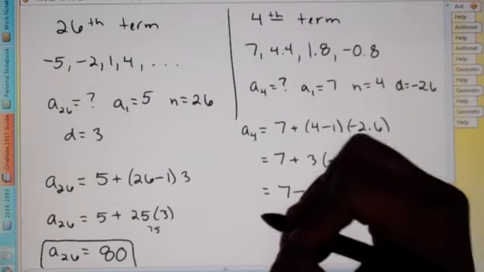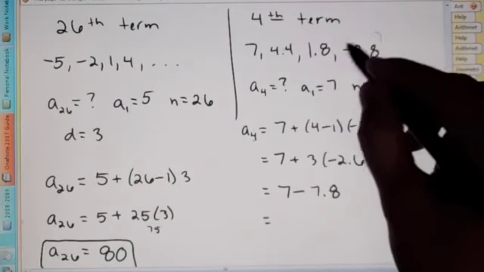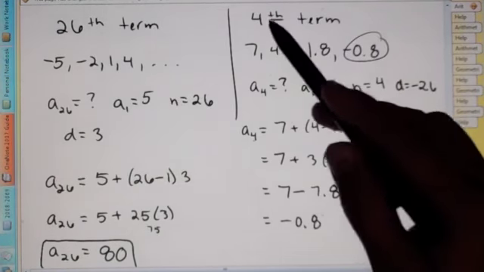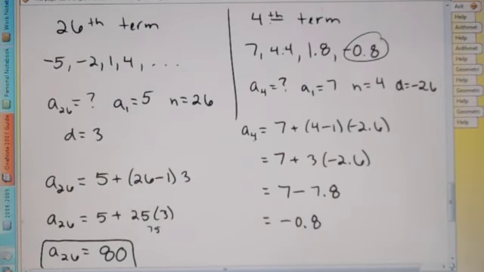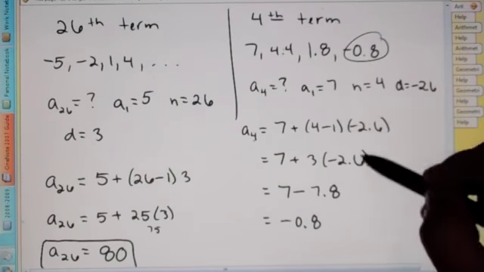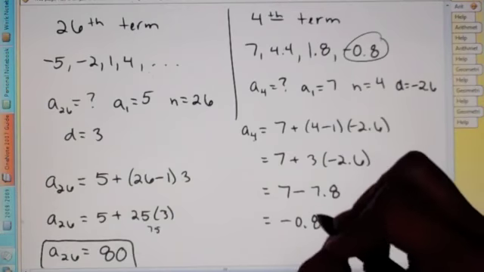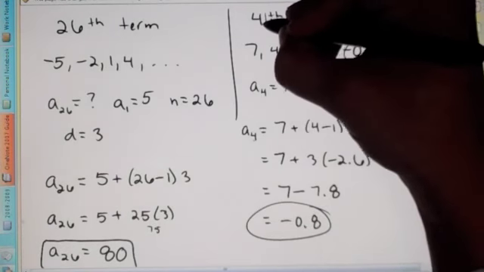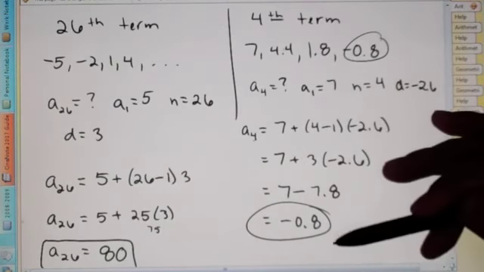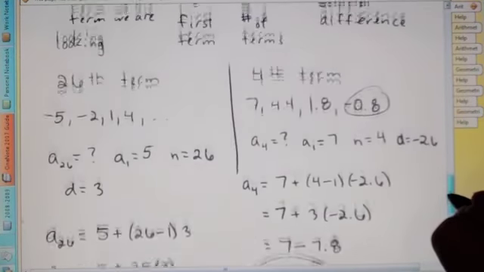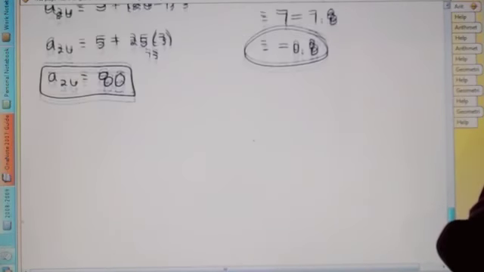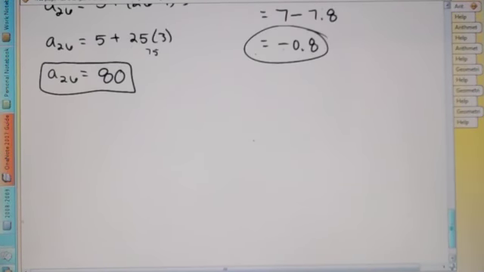Actually, I don't know why I did that, because we know our fourth term is right here. But this just goes to prove that it works. I think I was supposed to find the 41st term, sorry about that. Our fourth term, which we know, is right here, and we just proved it with negative 0.8. So I just showed you a proof that it actually works. That is how you find the specified term for each arithmetic sequence. Good luck with that, and let me know if you have any questions.